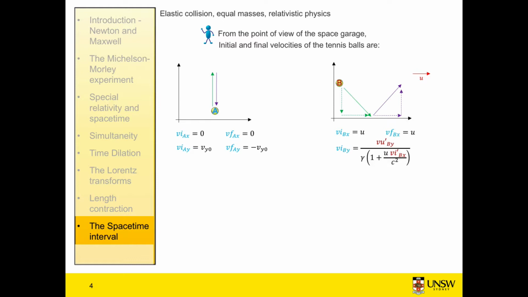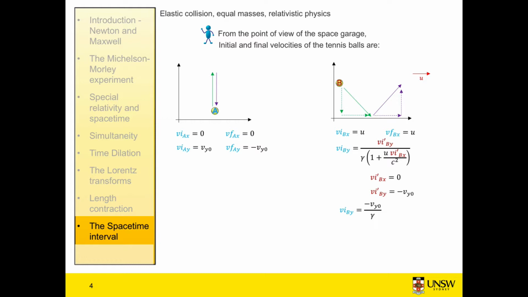So Vy is equal to Vy dash divided by gamma times 1 plus u times Vx dash divided by c squared, where Vy dash and Vx dash are how the astronaut sees ball B move. And we saw on the previous slide that the astronaut sees that ball B has a velocity of 0 in the x direction and an initial velocity of negative vy0 in the y direction. So that gives us that our initial velocity of ball B, as seen by the mechanic, is equal to negative vy0 divided by gamma.